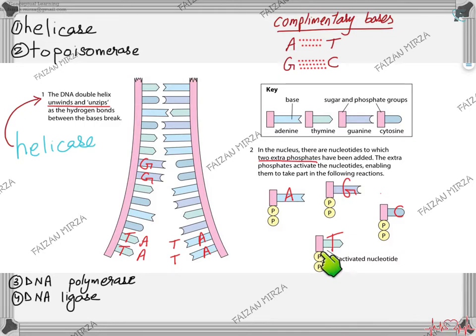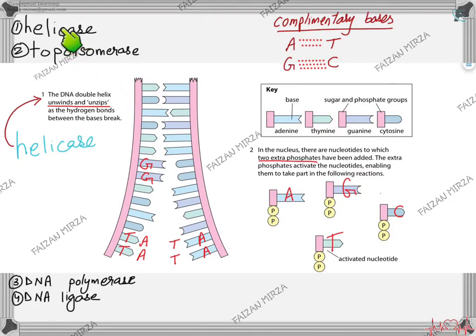A free nucleotide which is about to be placed in the replicating DNA must have two additional phosphates, and these two additional phosphates provide the energy. With this energy it would attach where it finds its place, and the DNA polymerase will join the sugar phosphate backbone, and the complementary base pairing will be held by the hydrogen bonds.